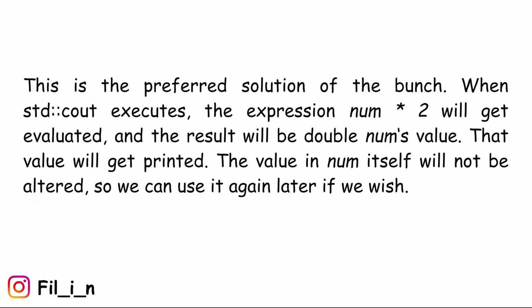This is the preferred solution of the bunch. When std::cout executes, the expression num * 2 will get evaluated, and the result will be double num's value. That value will get printed. The value in num itself will not be altered, so we can use it again later if we wish.